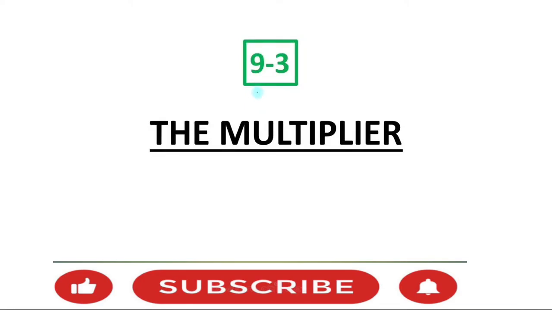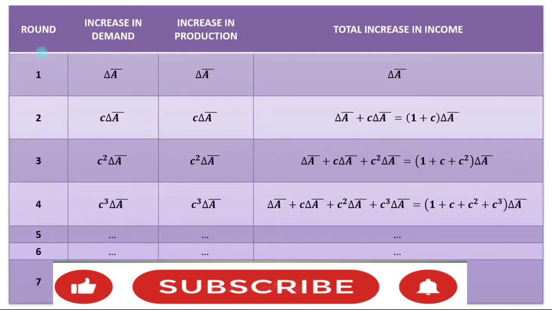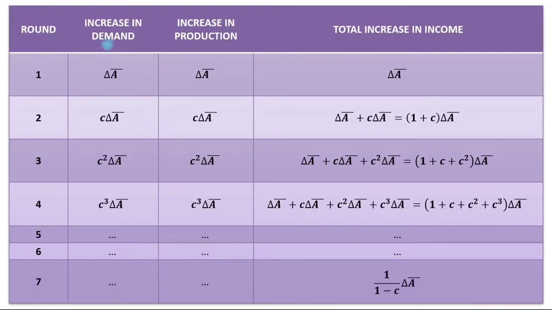Hello students, today's topic is section 9.3, the multiplier. Here you can see four columns: round, increase in demand, increase in production, and the last one is increase in income. Let's start with the first round.